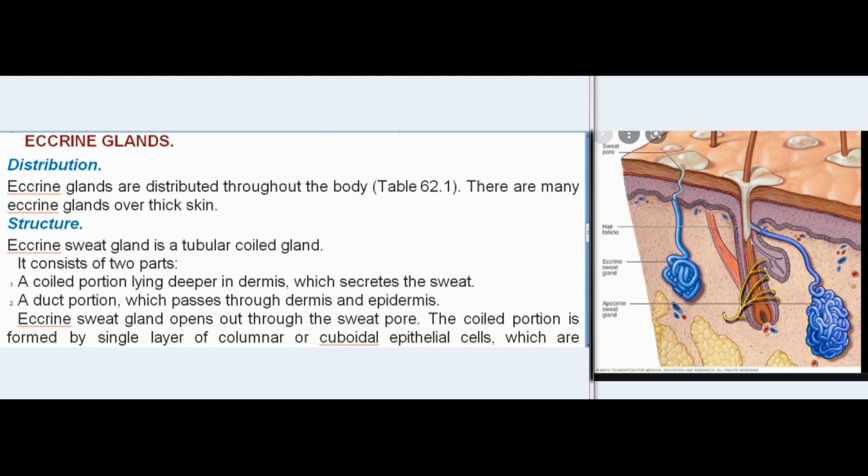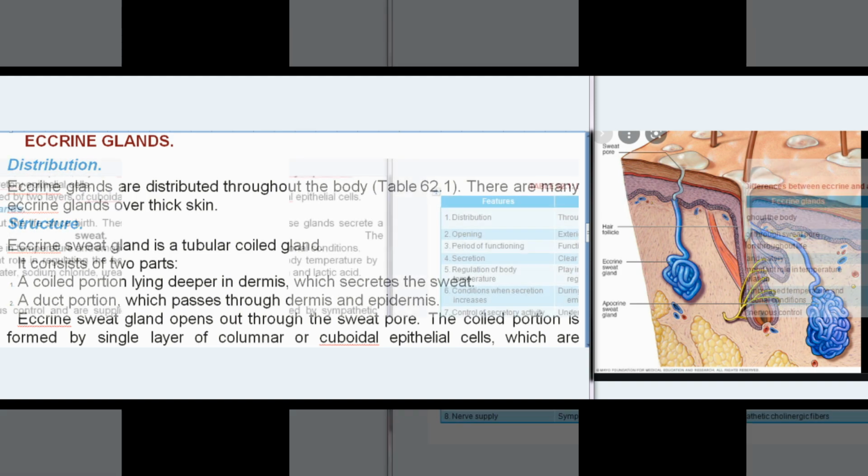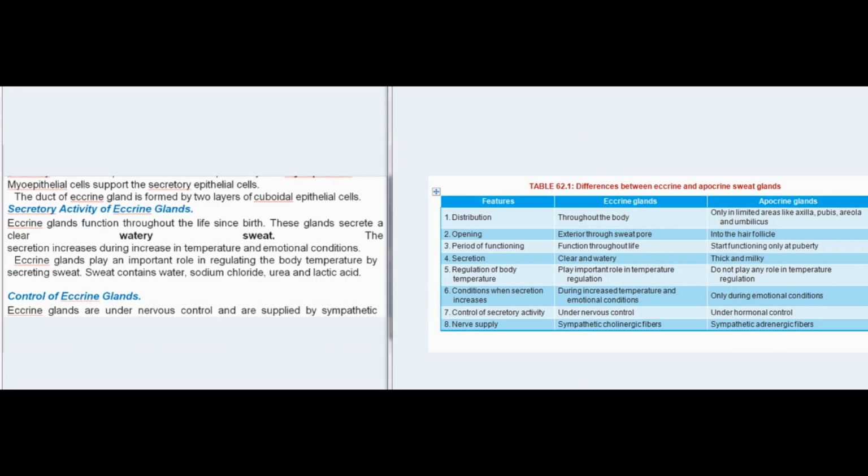The coiled portion is formed by single layer of columnar or cuboidal epithelial cells, which are secretory in nature. Epithelial cells are interposed by the myoepithelial cells. Myoepithelial cells support the secretory epithelial cells. The duct of eccrine gland is formed by two layers of cuboidal epithelial cells.